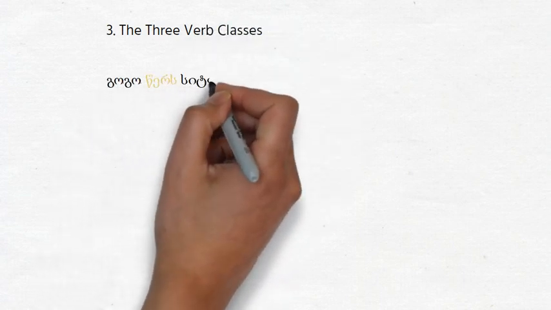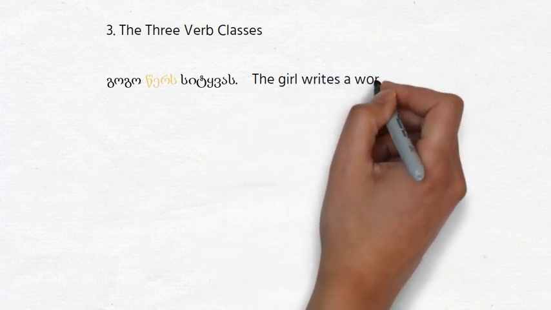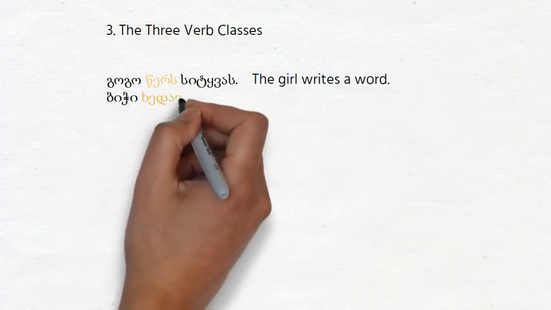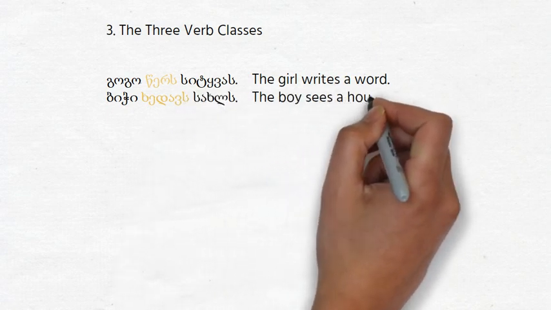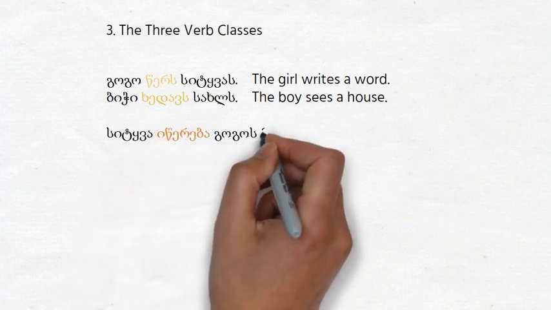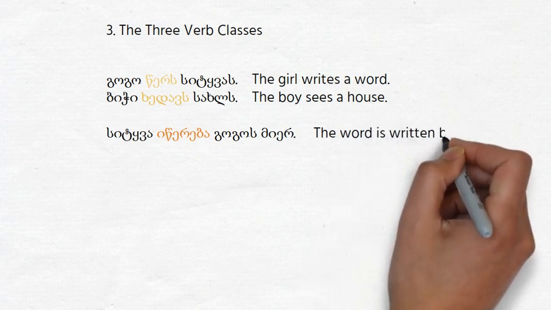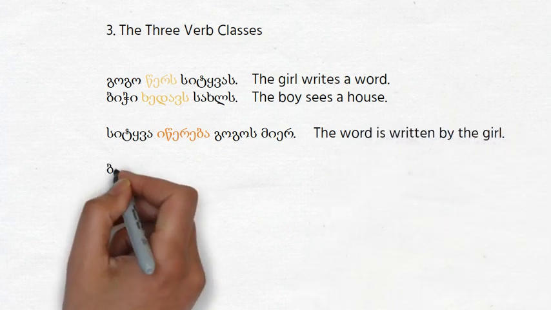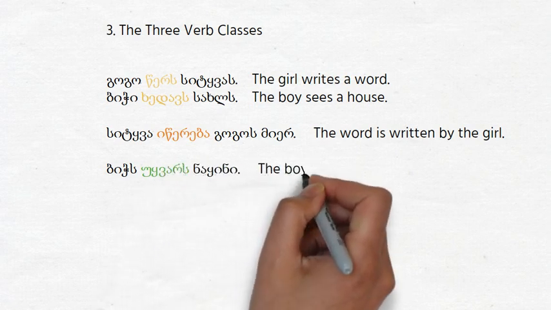And lastly today, some words about the 3 Georgian verb classes. Everything we heard about Georgian sentences in lesson 1 and lesson 2 today strictly belongs only to one class of Georgian verbs. Guguts ers sidqvas and bichi chedav sachels, the boy sees a house, for example.